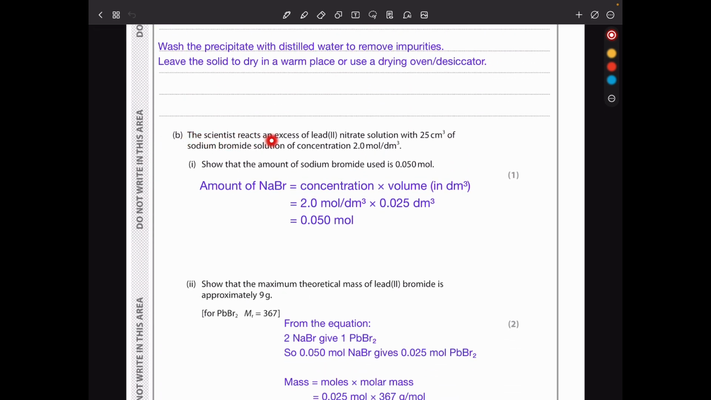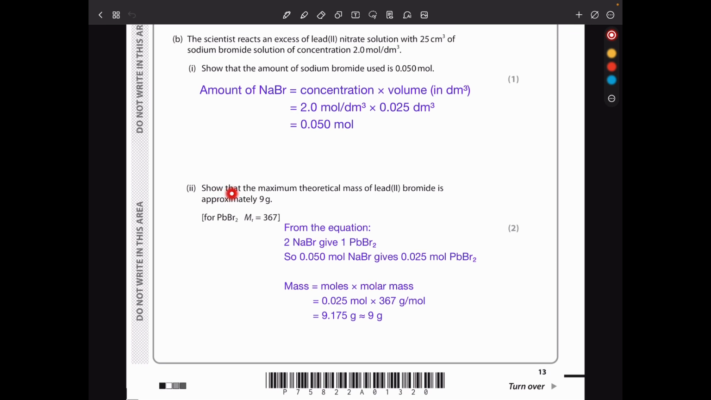In part B, the scientist reacts an excess of lead II nitrate solution with 25 centimeters cubed of sodium bromide solution of concentration 2 mol per decimeter cubed. Show that the amount of sodium bromide used is that. Here we need to find the number of moles, which is the concentration times volume. We have the concentration and the volume, but this volume was converted to decimeters cubed. So multiplying the two, I got 0.05 mole. Then show that the maximum theoretical mass of lead II bromide is approximately 9 grams. From the equation, we saw that 2 moles of sodium bromide give 1 mole of lead bromide.